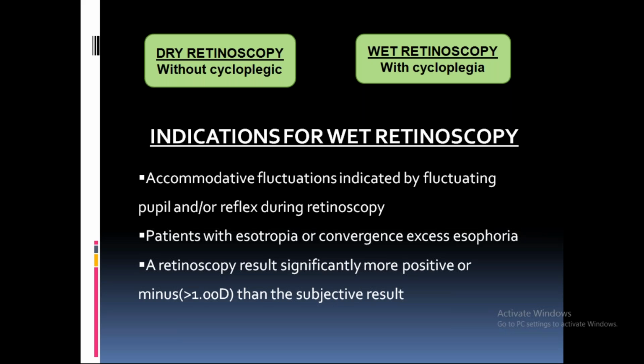There are various types of retinoscopy: dry retinoscopy and wet retinoscopy. Dry retinoscopy is without any cycloplegia. Wet retinoscopy is with cycloplegia. Indications for wet retinoscopy include accommodative fluctuations, indicated by a fluctuating pupil or reflex in retinoscopy, and patients with esotropia or convergence excess esophoria. You should know the difference: if you perform retinoscopy without giving any cycloplegia, it is called dry retinoscopy. If you perform retinoscopy with cycloplegia, it is called wet retinoscopy.